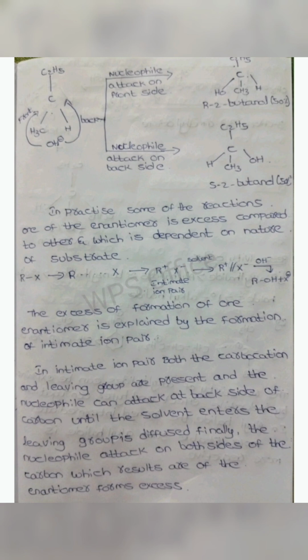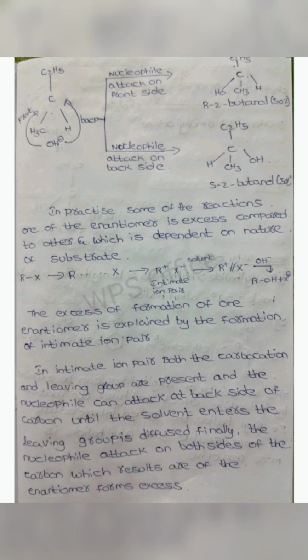In practice, in some reactions, one enantiomer is in excess compared to the other, which depends on the nature of the substrate. Whatever the nature of the substrate is, due to that, one enantiomer is in excess compared to the other. The excess formation of the enantiomer is explained by the formation of an intimate ion pair.